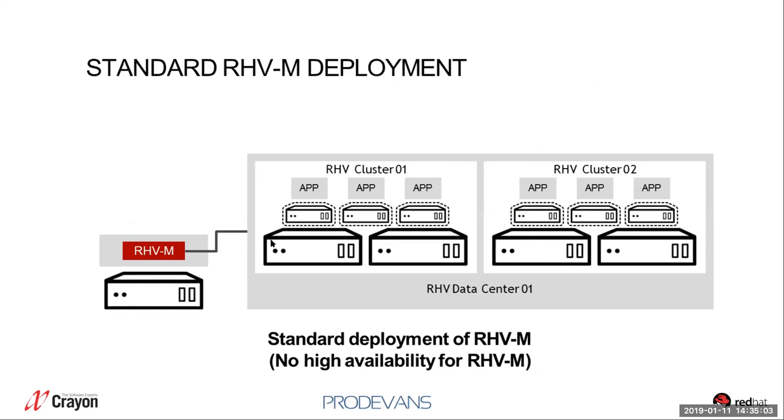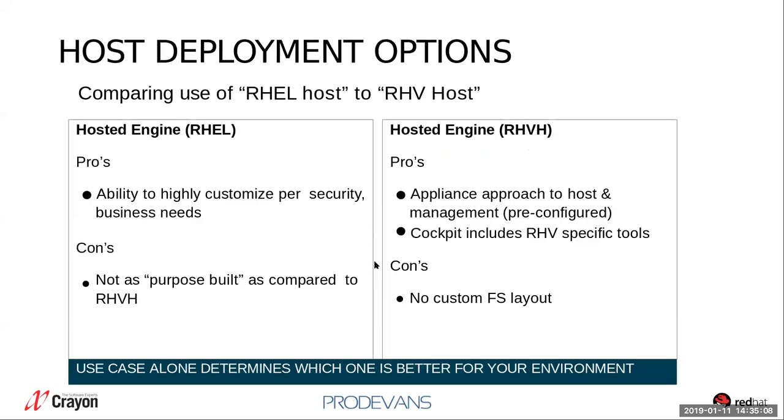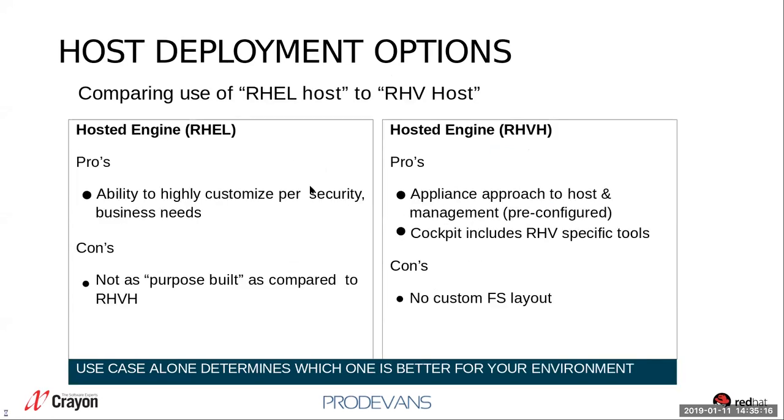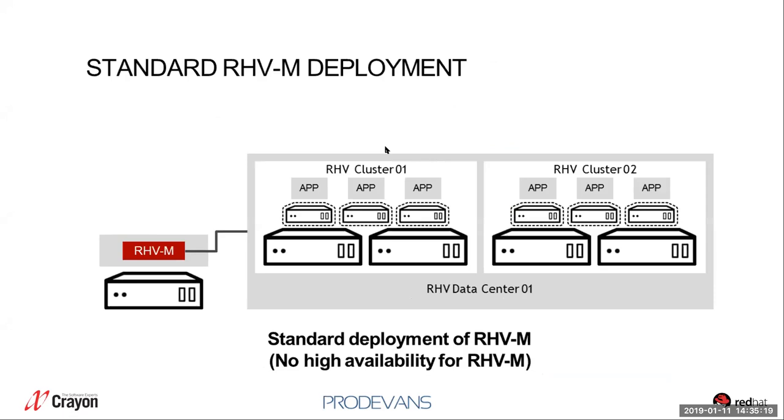So here is the standard deployment. In this slide, we have discussed the standard deployment and its hosted engine. In a standard deployment, we are deploying the manager on a physical machine and it doesn't have any hypervisor capability, and we have two hypervisors. In this architecture, you can get more capability, more space, and you can provision more and more VMs.